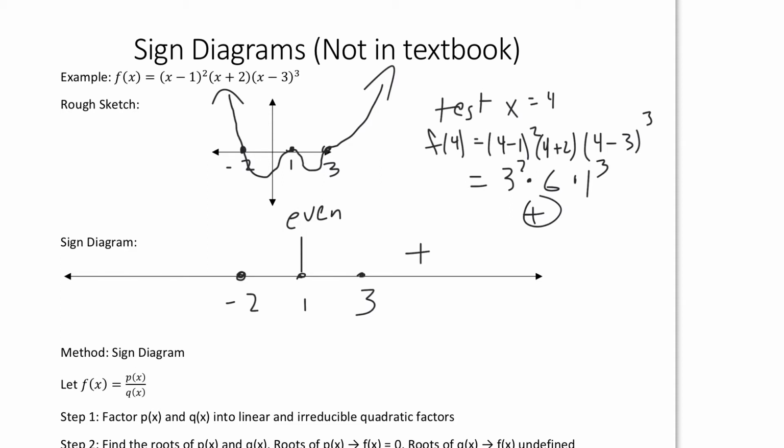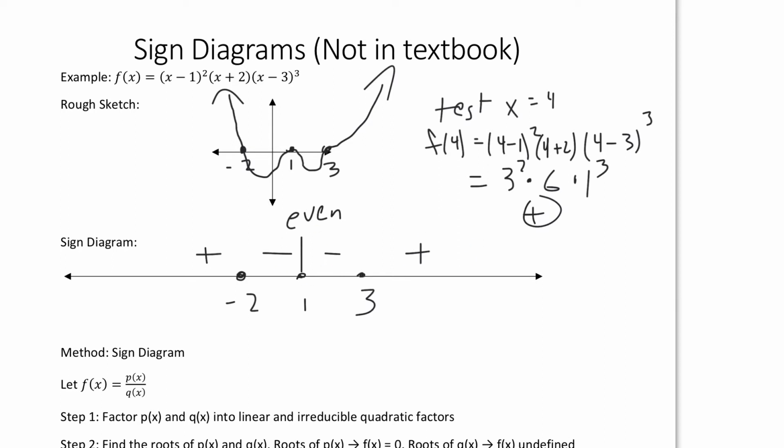Then when we go over the 3, because it's an odd power, we know the graph goes from being positive to being negative. So we put a negative sign. When crossing over the 1, we know the graph is negative and stays negative, because it's an even power, and so it bounces off and stays negative. When we cross the negative 2, we know it's an odd power, so it's going to go from being negative to being positive. Well, there you go. The graph is positive in this portion and this portion of the number line, and negative over here.